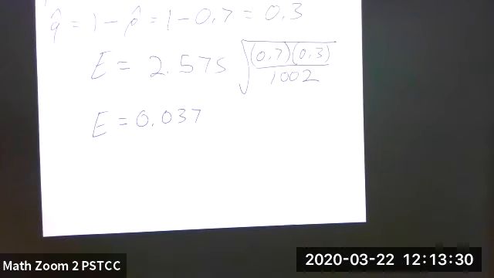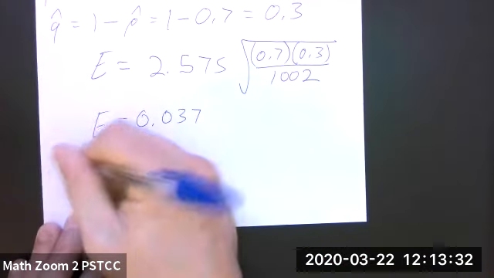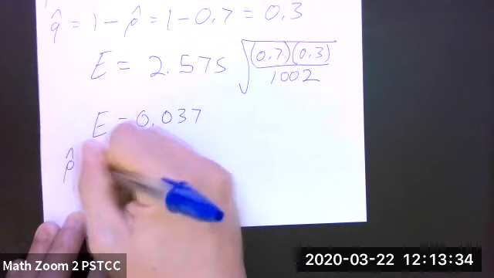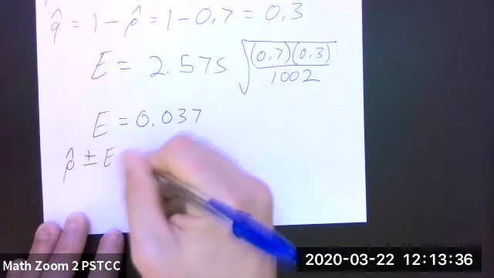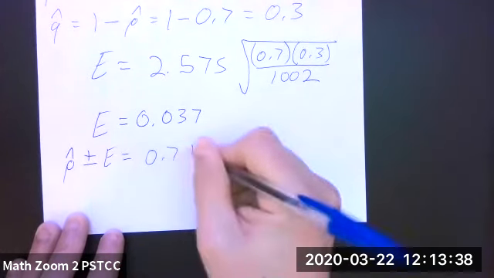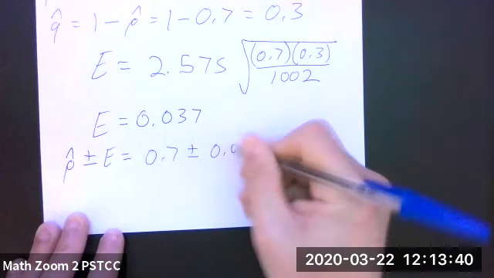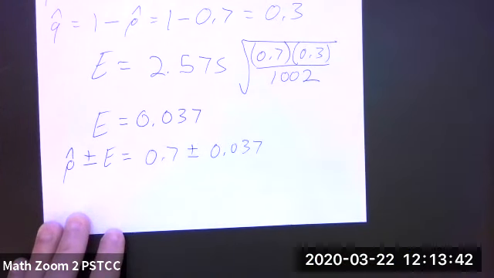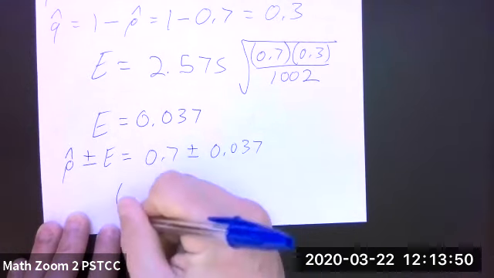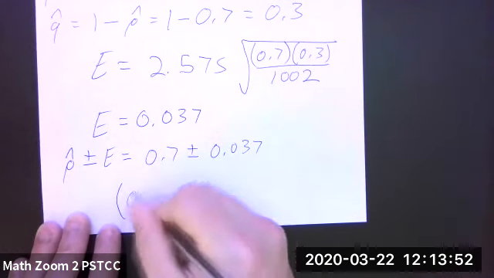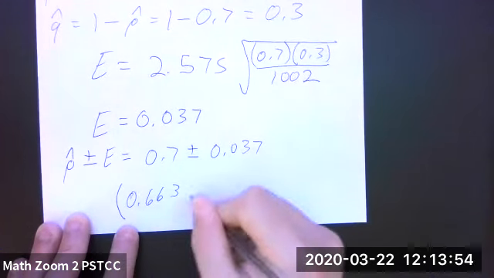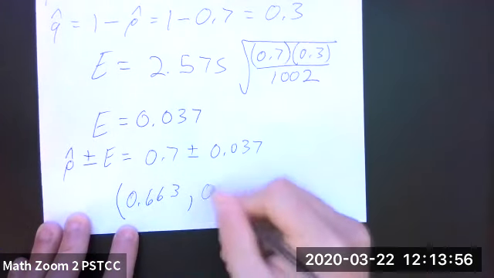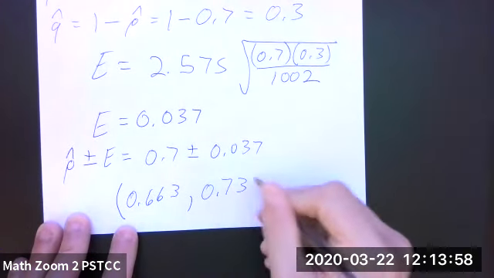Now, we will get the confidence interval. Take your sample proportion, add and subtract the margin of error. Which gives us a confidence interval of 0.663 to 0.737.